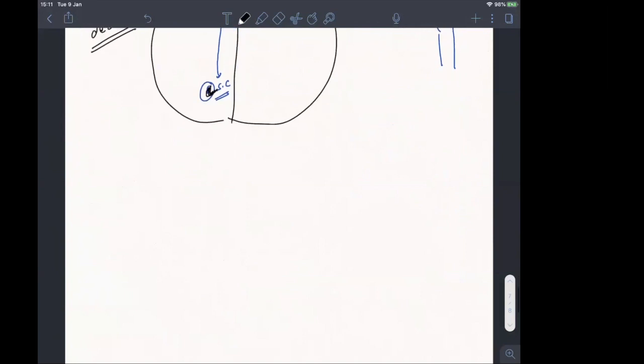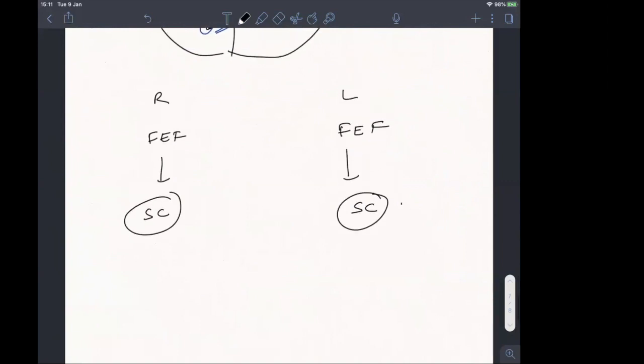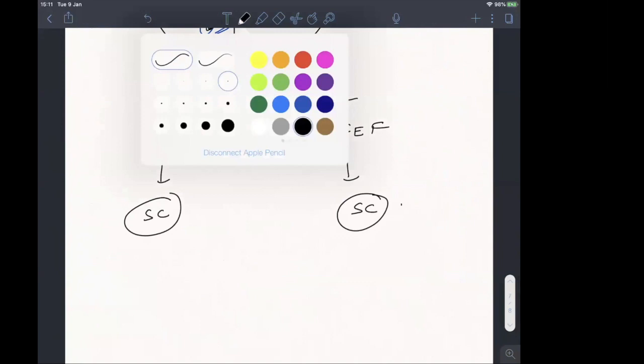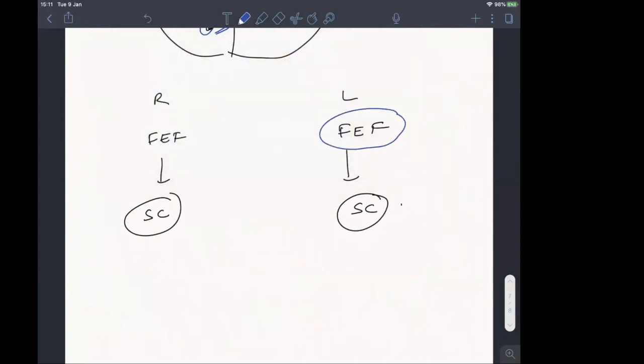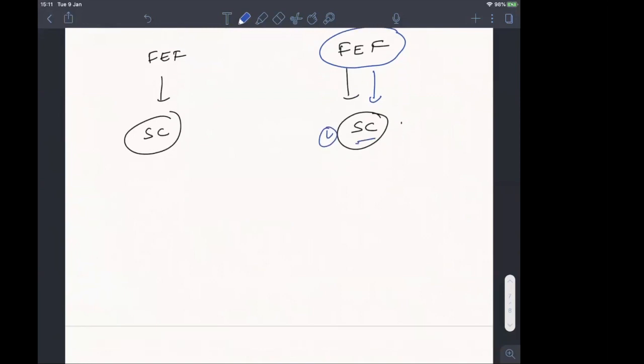Okay. Now let's stop with the diagrams and let's just have a flow chart. So this is the right side and this is the left side. This is the frontal eye field of both areas, and both sides have a superior colliculus. And because you want to look to the right, your left frontal eye field has started acting and it has told your left superior colliculus that I want to look to the right. Now, what will the left superior colliculus do?